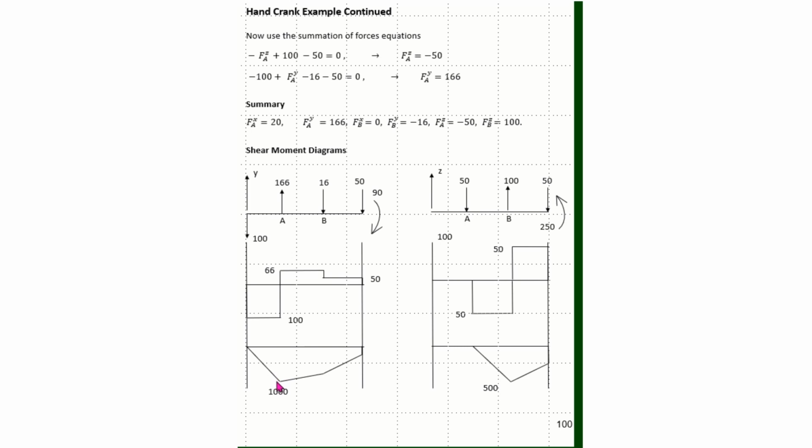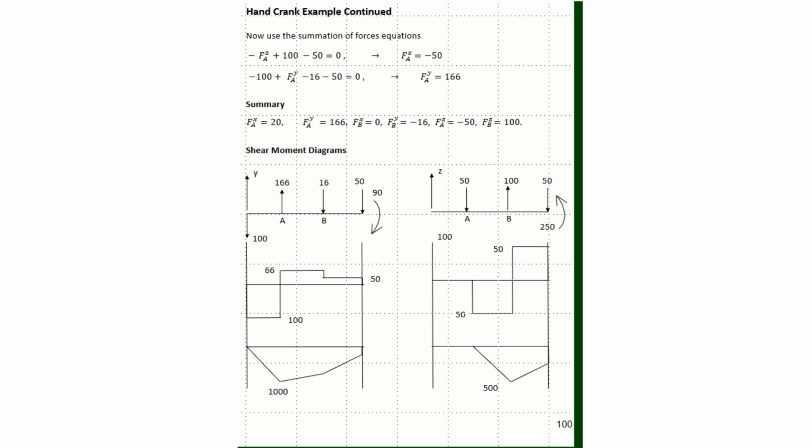To check to make sure my shear moment diagrams are right, I can see that my moments go to 0 at the ends, which they should go to, and I can also see that my maximum moment occurs where I cross the 0 in my shear diagram. So here I cross the 0, this is where my maximum moment occurs. Here I cross the 0, this is where my maximum moment occurs. So I feel pretty good about my shear moment diagrams, and I feel good about the location of the maximum stress.